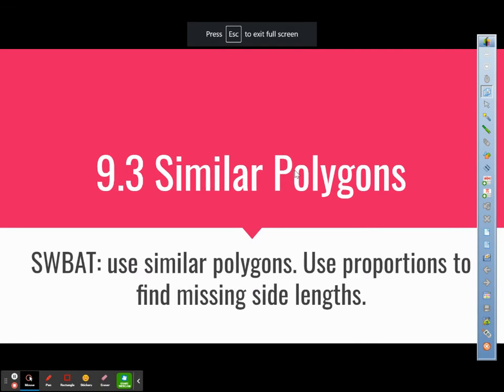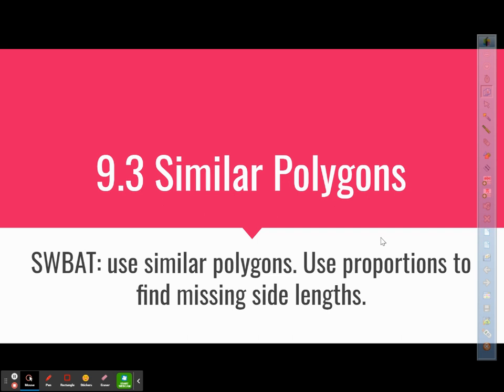Section 9.3, similar polygons. Students will be able to use similar polygons, and students will use proportions to find missing lengths. You're going to see that there's a lot of similarity between this section and previous sections. It goes along with congruent polygons that we covered. It also goes along with dilations.